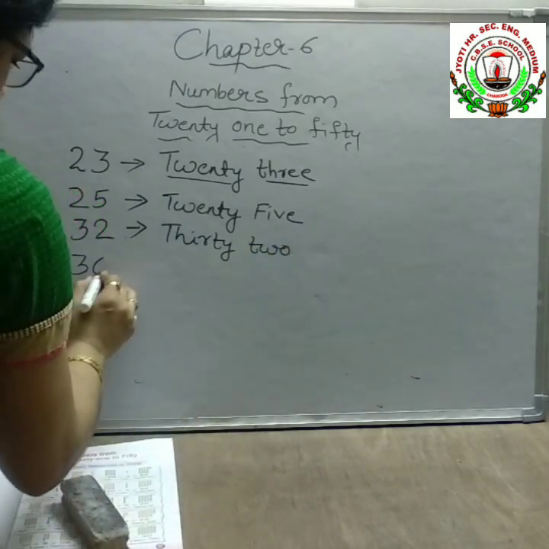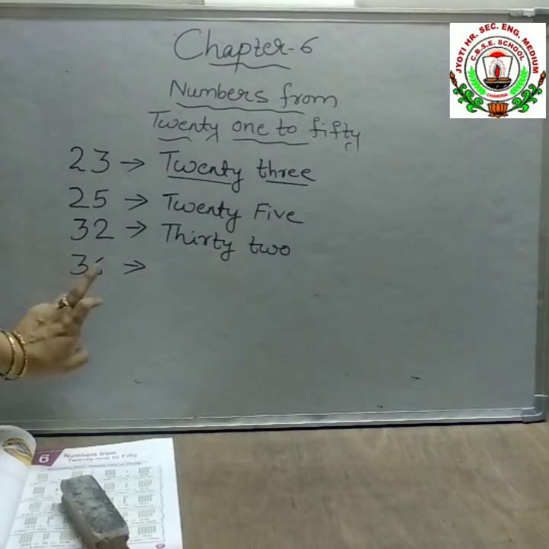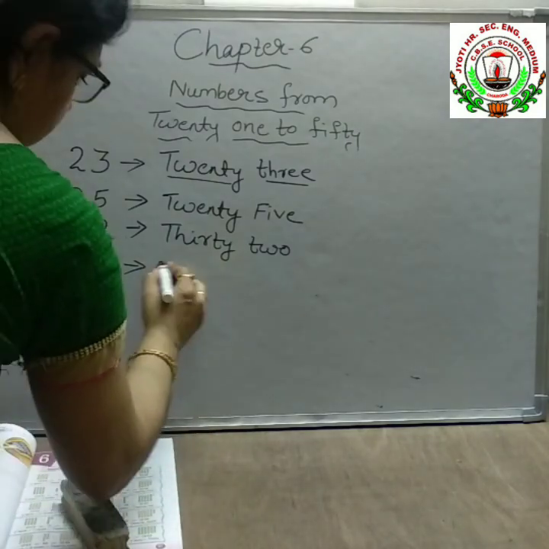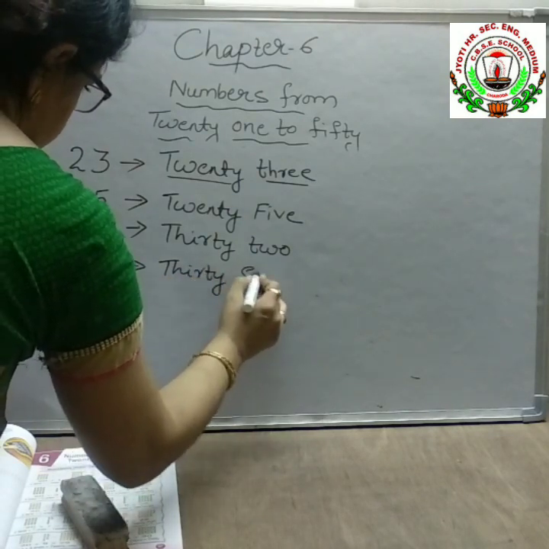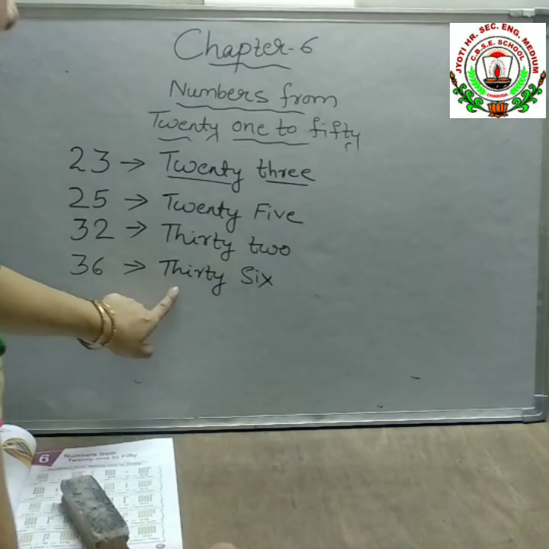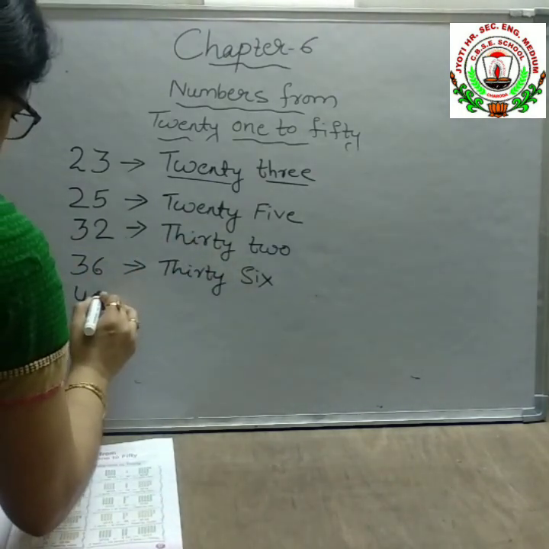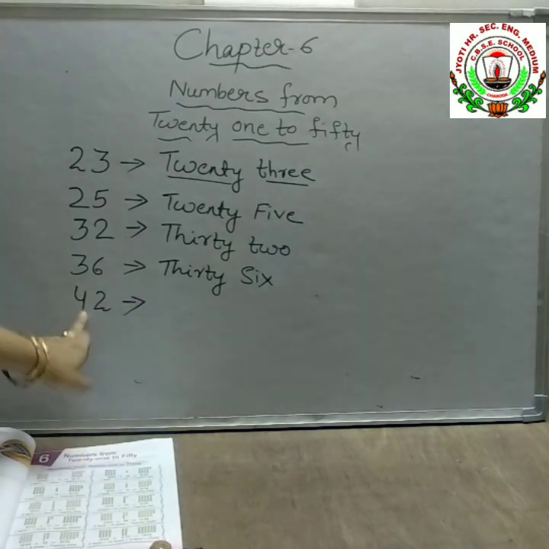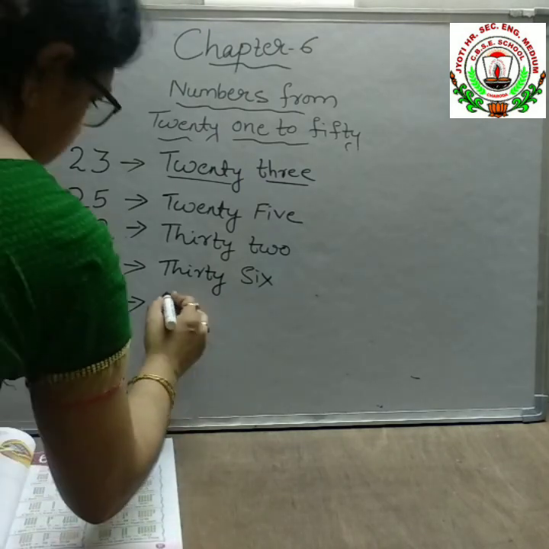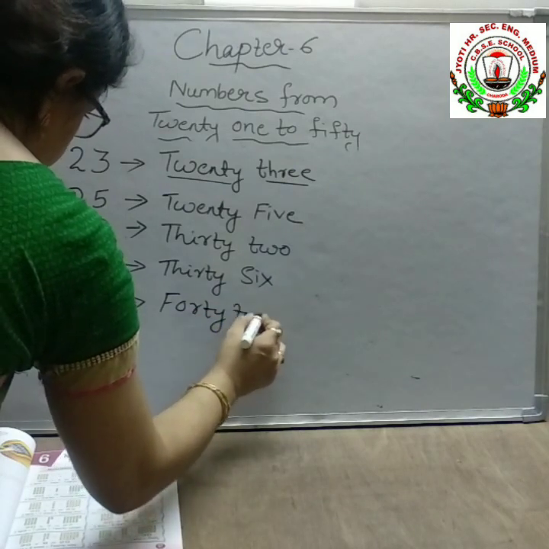Next, if I have taken another number, can you tell me which number is this, student? 36. It is 36. Next, I have taken, which number is this? 42. How do you read this number? 42. So first we will write 40, then 2.